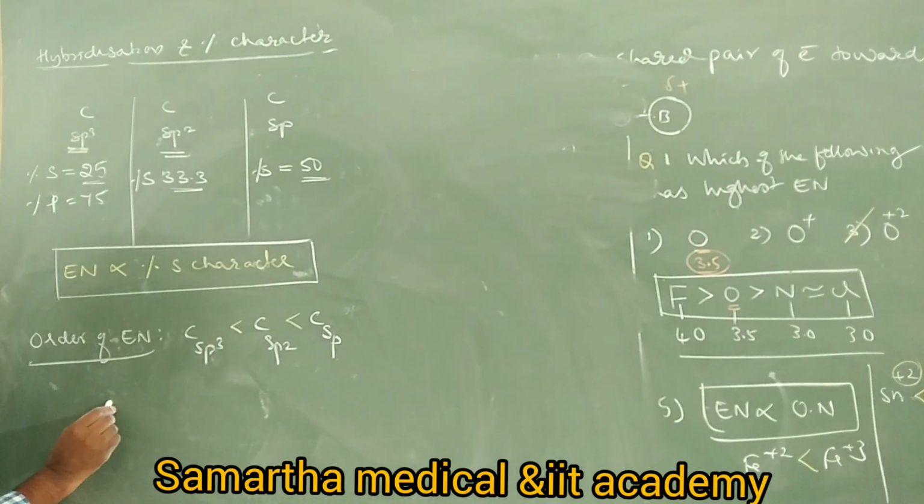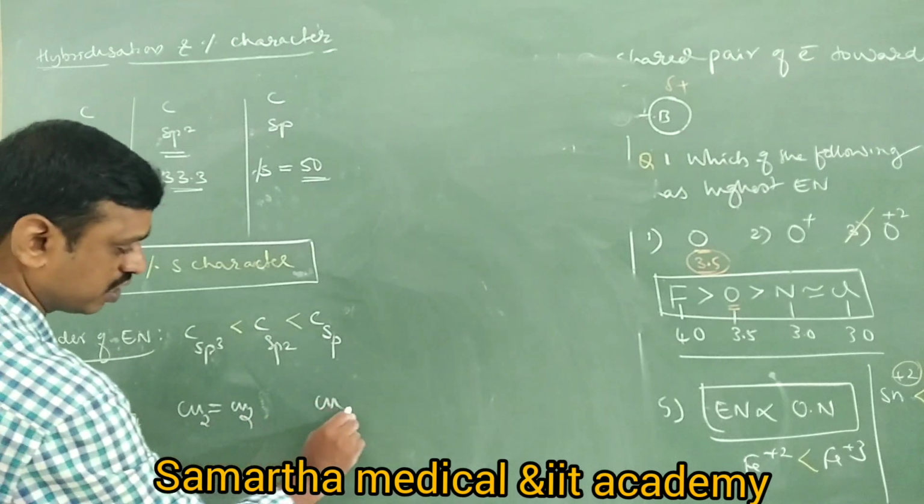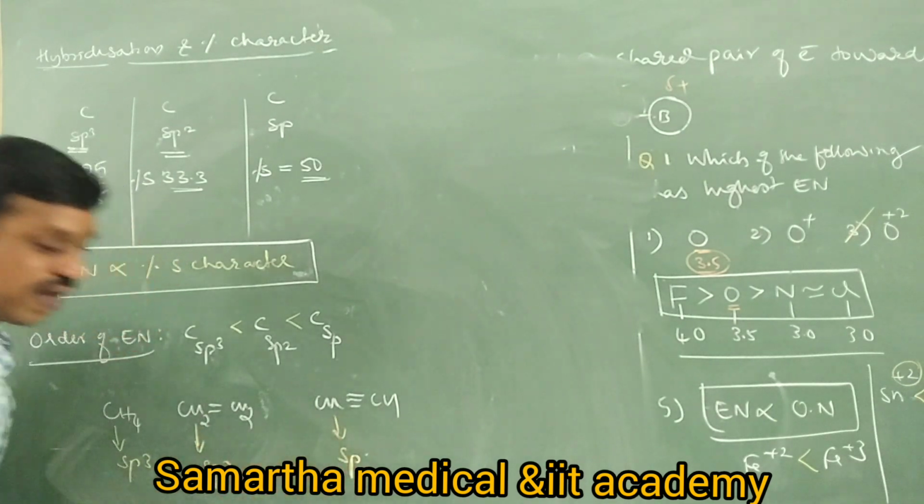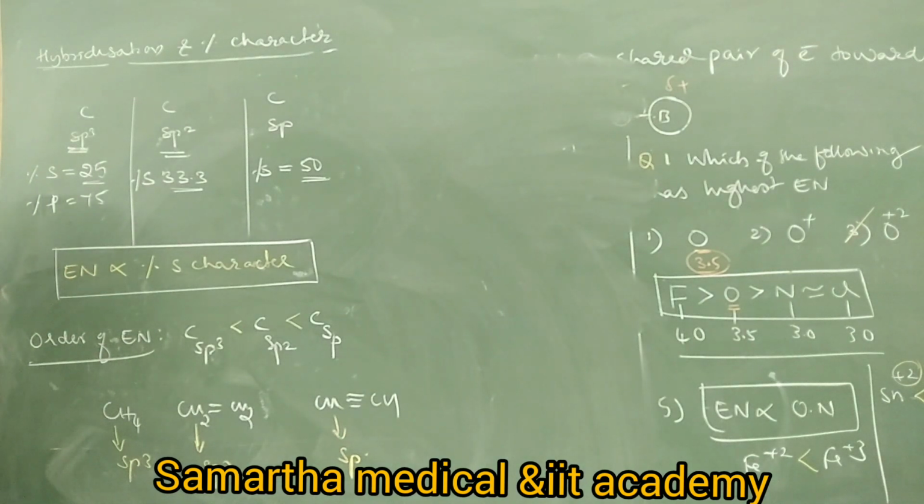For example, let us take methane, ethene, and ethyne: alkane, alkene, alkyne. In alkane it is sp3, in alkene it is sp2, and in alkyne it is sp hybridization. So where is the S character more? sp, then sp2, then sp3. Therefore, the order of electronegativity is sp greater than sp2 greater than sp3.